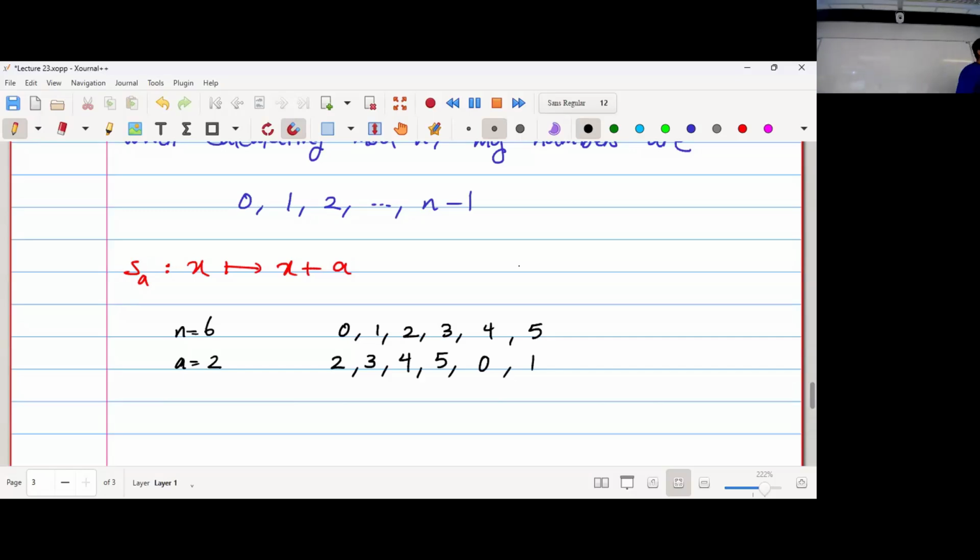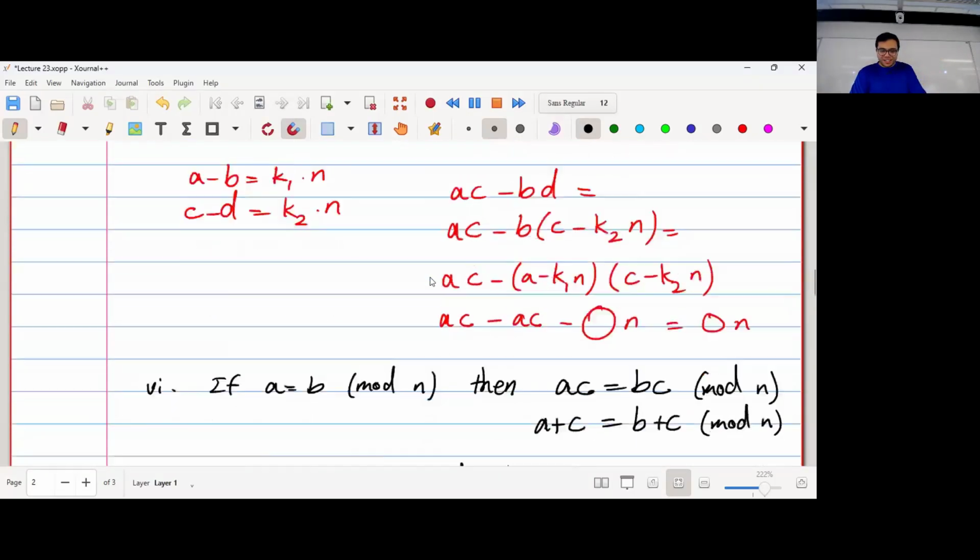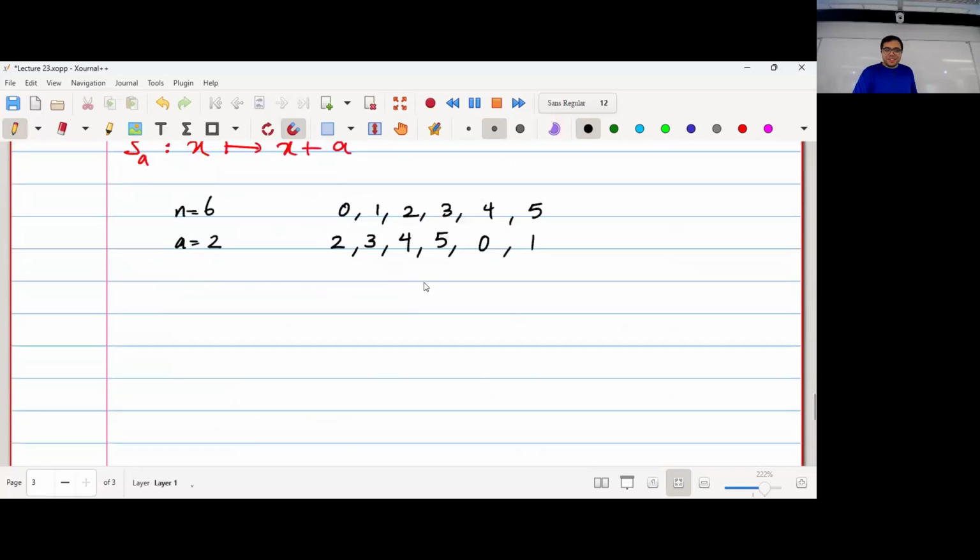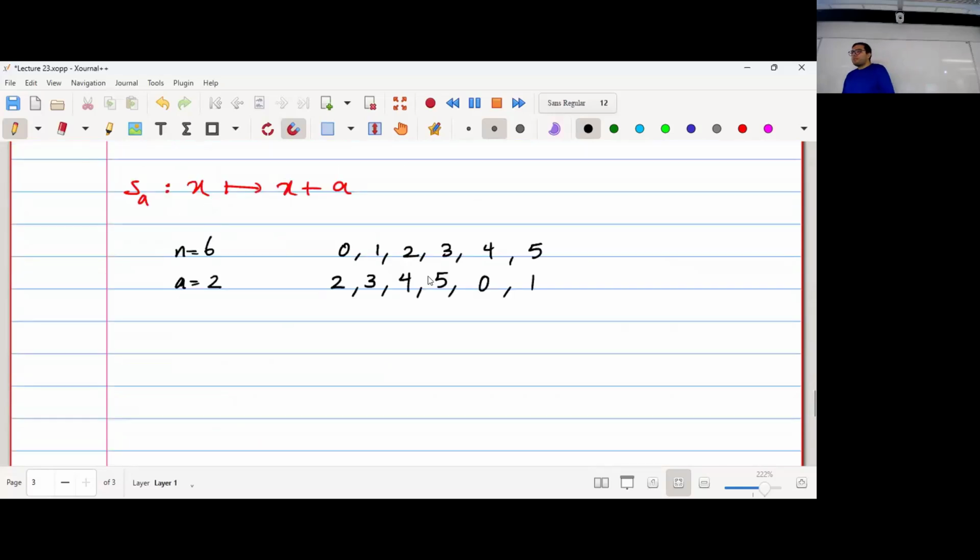Here's what I claim. This function is a permutation. Do you agree? I'm just shifting everything. It's very obvious. It's a permutation. If you want to really prove it, you can prove that it's 1-to-1 and onto, and you can prove it using these trivial things that we had here, right? So it's a permutation. But what do we know about permutations?